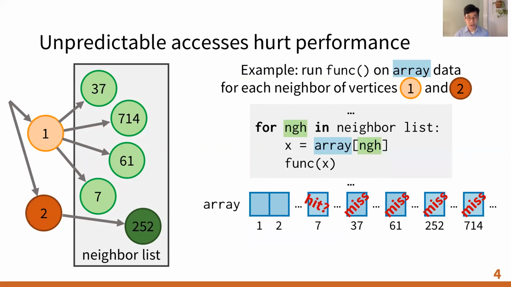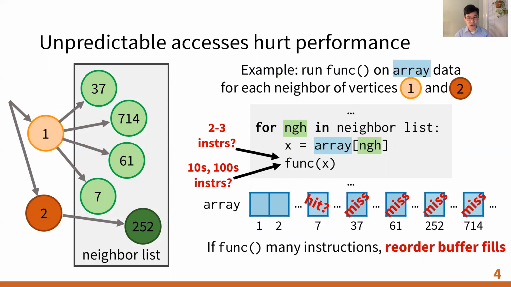Now let us think about the consequences of the number of instructions in func. If func is a few instructions, say 2 to 3 instructions, then many loop iterations worth of instructions can fit in the ROB, and we can fill out the load store queues with many iterations worth of memory accesses. However, if func is long, say tens to hundreds of instructions, then today's 200 plus entry ROBs will get filled in as few as 3 iterations worth of vertices. As a result, the load store queues remain mostly empty.